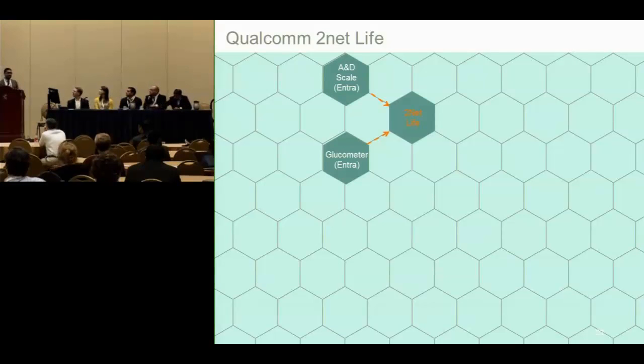So in addition to the Entra health system, we also have been working with the TuneNet platform and Qualcomm Life. And so maybe, Kabir, could you talk a little bit about yourself and Qualcomm Life and how that connects with Entra and this open mHealth ecosystem at large?